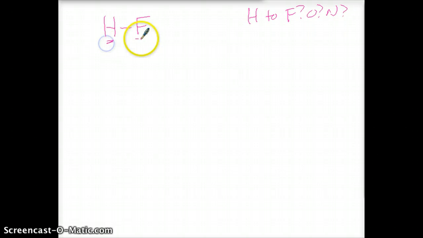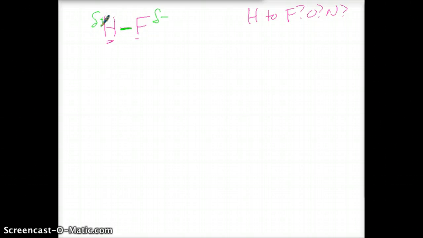What about another example? We talked about this already, but HF, hydrofluoric acid. Can this compound have hydrogen bonds? Well, do we have hydrogen bonded to a fluorine, oxygen, or nitrogen? Yes, we do. We have hydrogen bonded to fluorine. Well, what's significant about that? Fluorine is very electronegative. It's going to want to pull these electrons in this bond closer to itself. So if there's more electrons on fluorine, this will be slightly negatively charged, and this will be slightly positively charged.